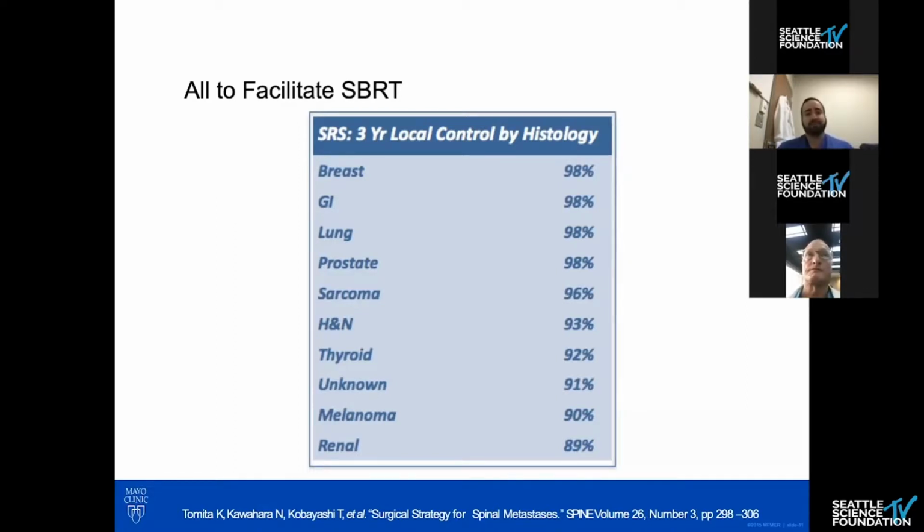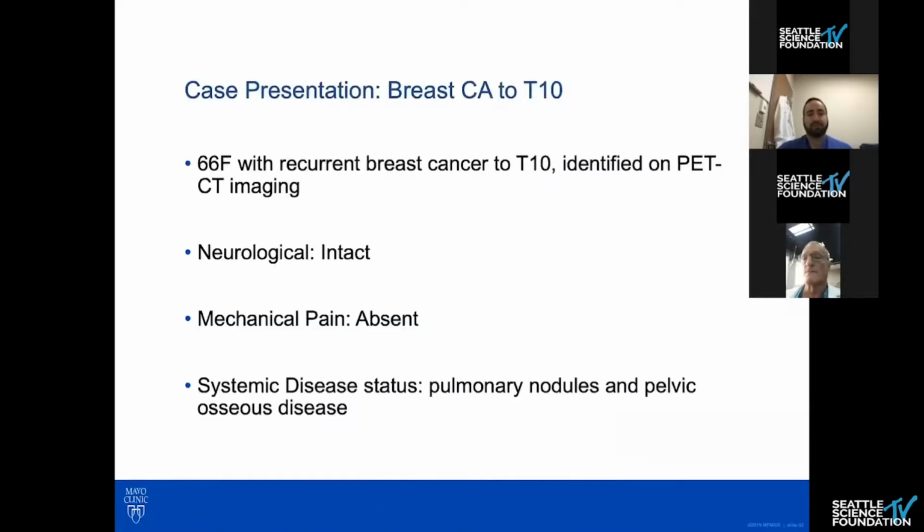So this becomes very relevant. Protecting the spinal cord, whether it's from the tumor encroaching and compressing on it or from the radiation, is very important. And that's where the technology becomes more relevant.